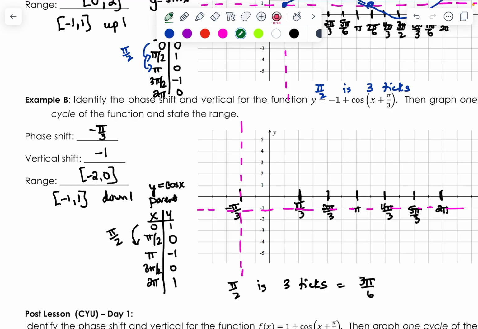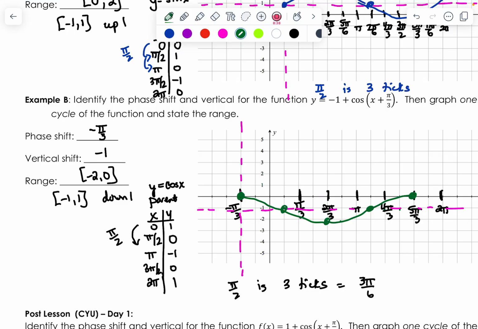If I imagine that where these intersect is my 0, 0, I'm going to go up 1. So it's right here. Then I'm going to count 1, 2, 3 ticks. 1, 2, 3 ticks is down 1. 1, 2, 3 ticks back up. 1, 2, 3 ticks. And there I have 1 full cycle.